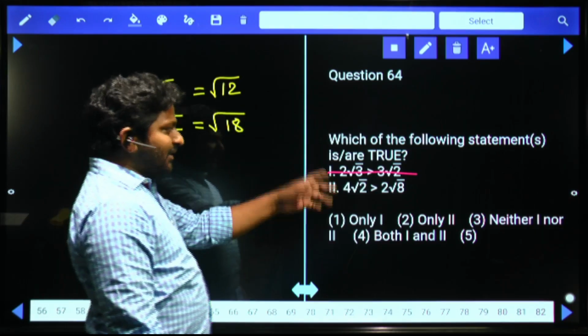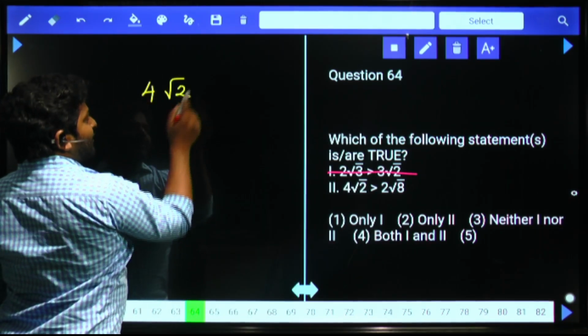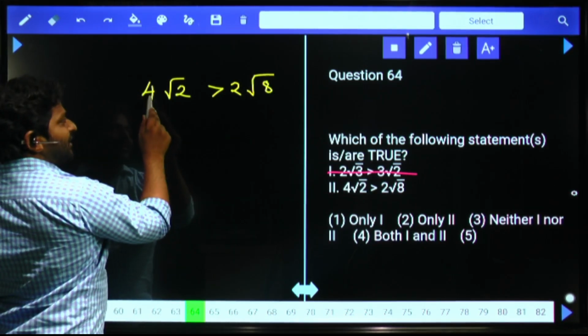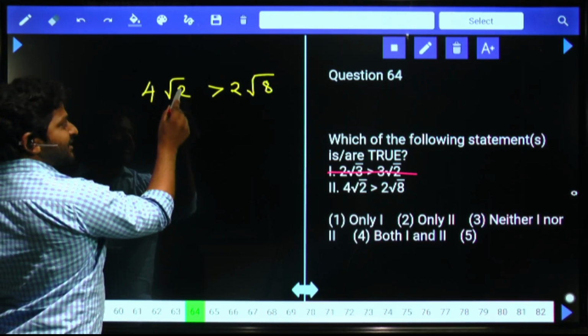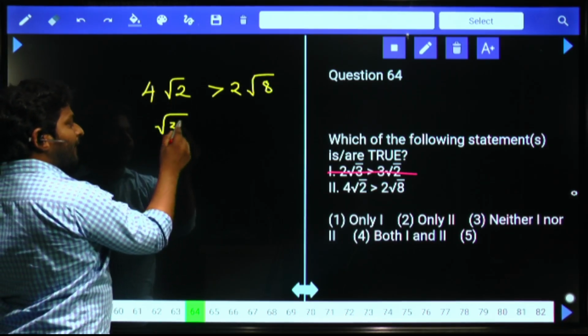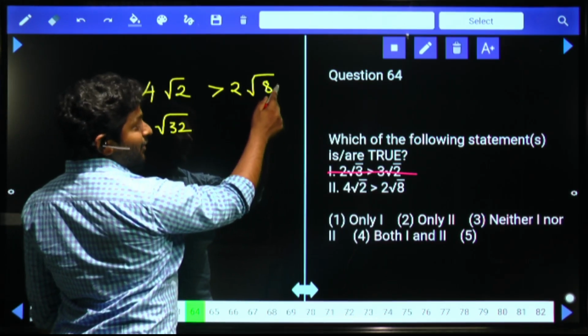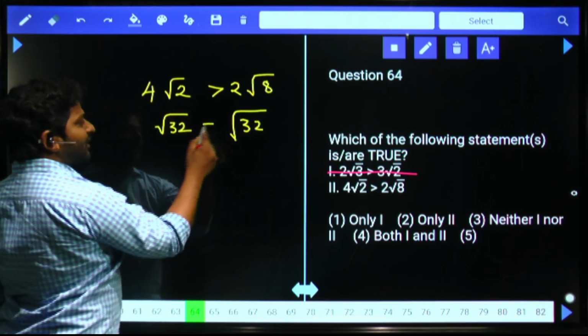And the second one is the same. We have 4 root 2 is greater than 2 root 8. Now do one thing: take this value inside. 4 becomes 16. 16 into 2 is 32. Apply the same concept on the right-hand side. 2 goes under the root and becomes 4. 4 into 8 is 32. So root of 32 and root of 32 should be equal.